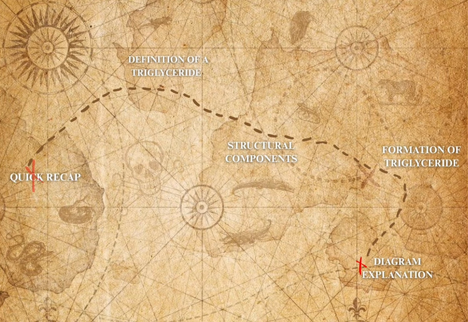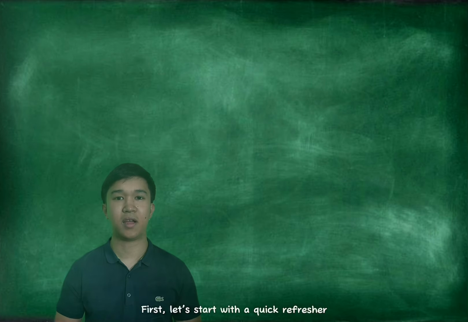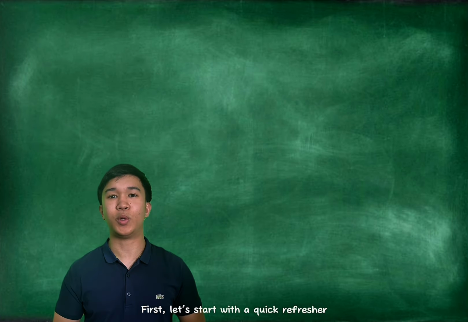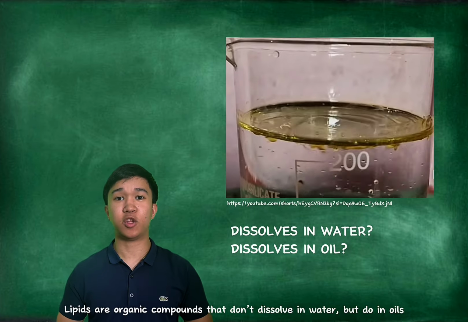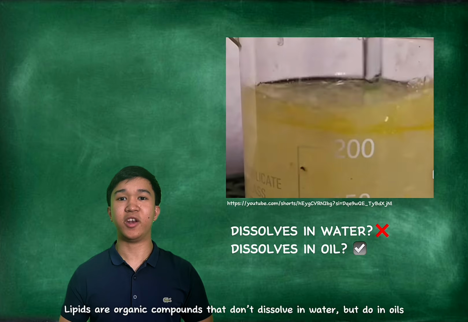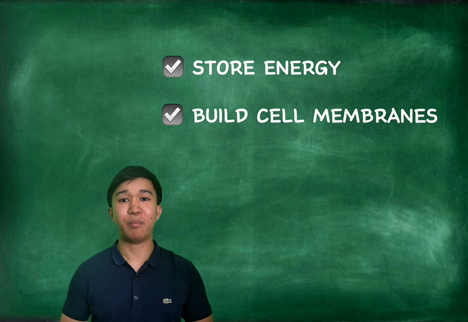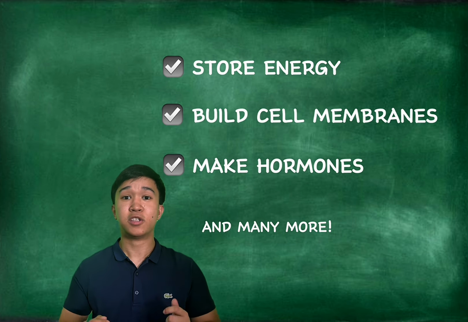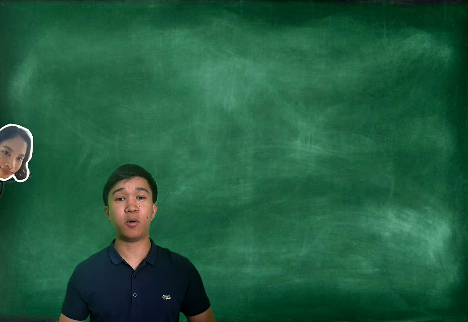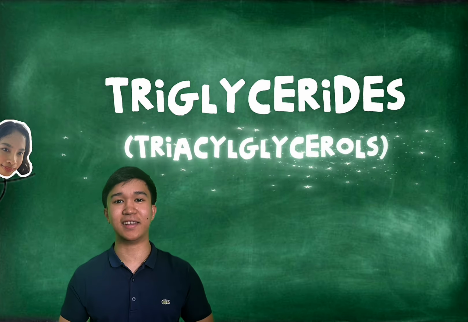Point 1. The quick recap. First, let's start with a quick refresher. So, lipids are organic compounds that don't dissolve in water, but do in oils. They help store energy, build cell membranes, and make hormones. But there are a lot of different types of lipids. So, today, we will be focusing on triglycerides, also known as triacylglycerols.